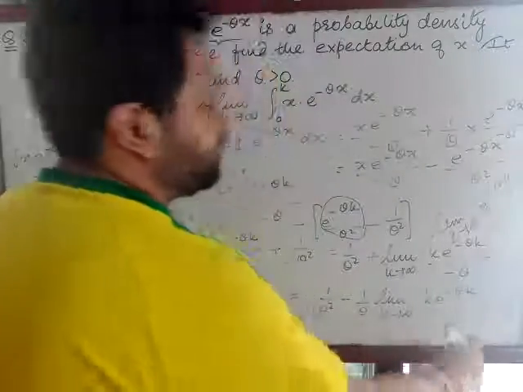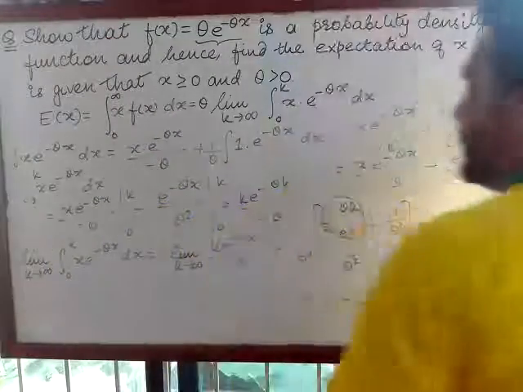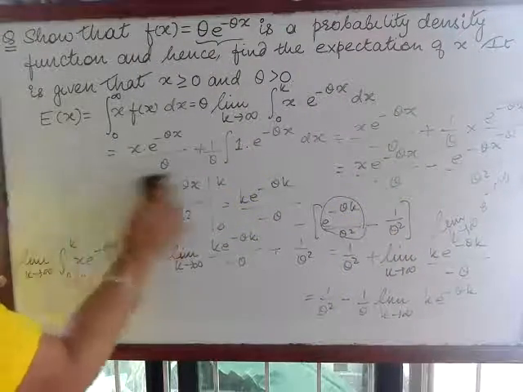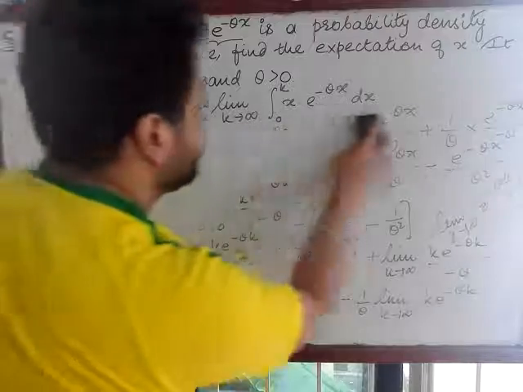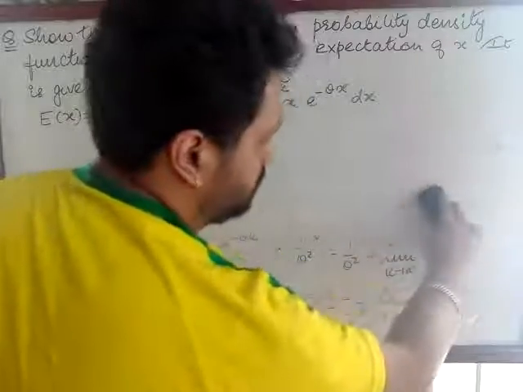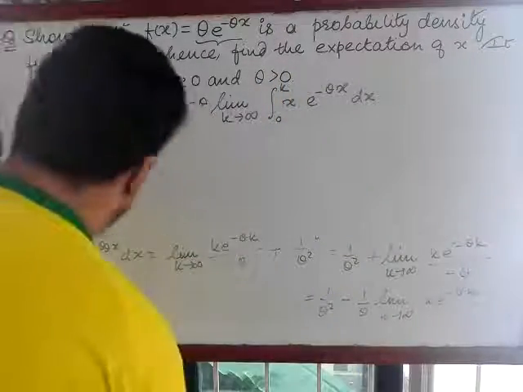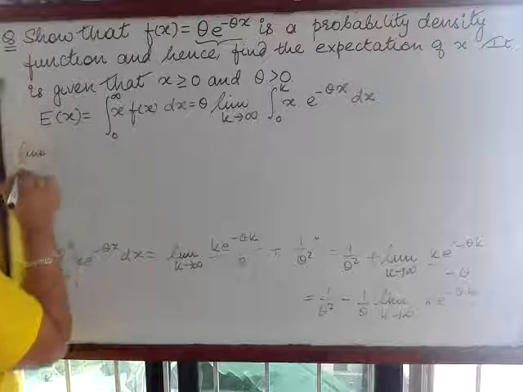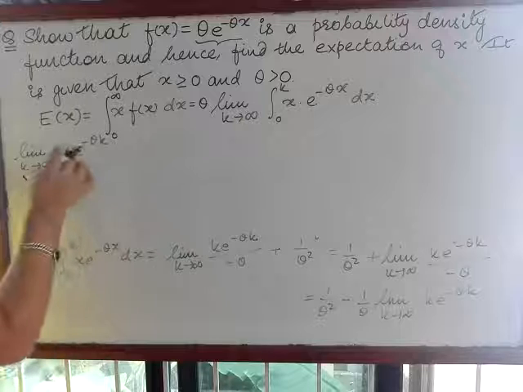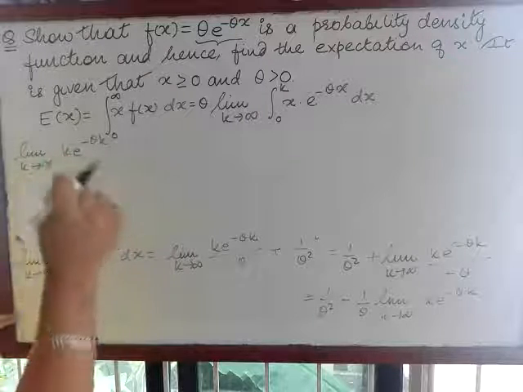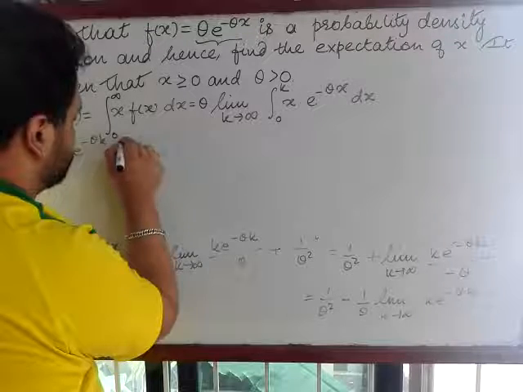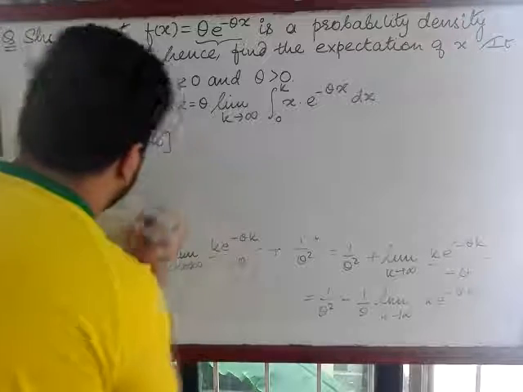Now this limit will be 0. And how is that? Okay, let's see. We need to see the limit as k tends to infinity of k e to the power minus theta k. The limit as k tends to infinity of k is equal to infinity, and the limit as k tends to infinity of e to the power minus theta k is equal to 0. So this is a 0 times infinity indeterminate form.